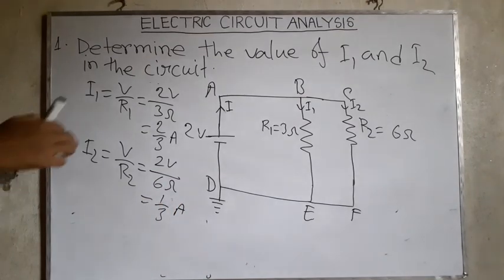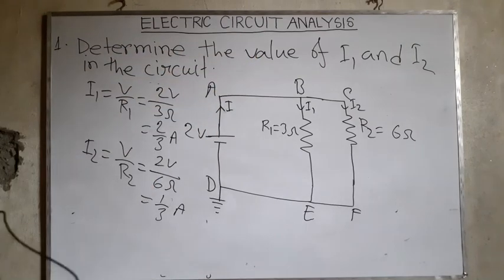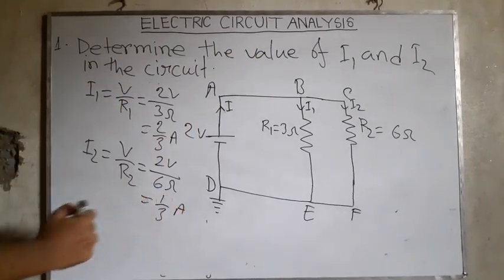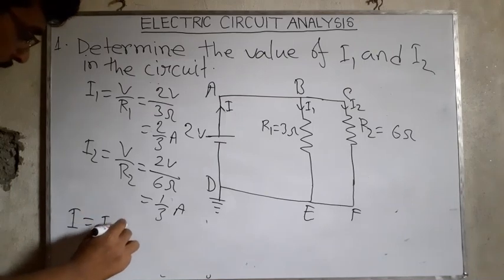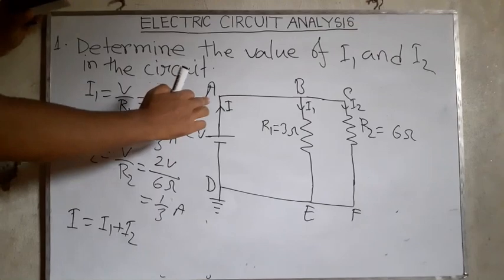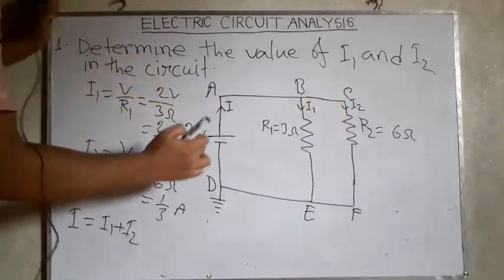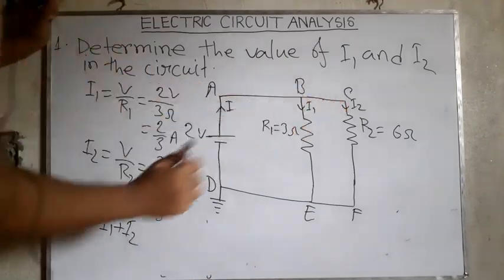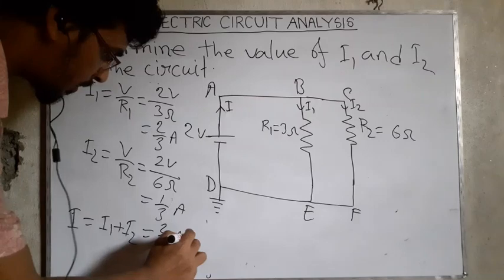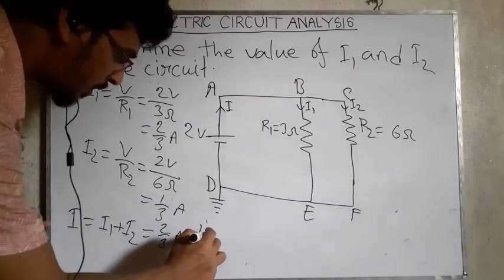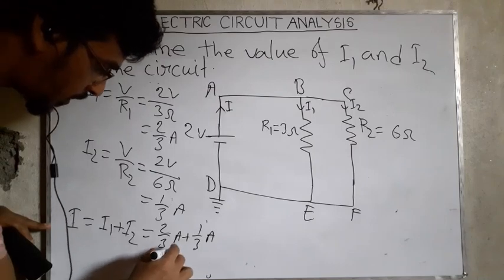That is, the current flowing through the resistance R1 is 2 by 3 ampere and the current flowing through the resistance R2 is 1 by 3 ampere. The total current I is equal to I1 plus I2 because the current I is divided into two parts, one part is I1 and one part is I2. Therefore I is I1 plus I2, which is equal to 2 by 3 ampere plus 1 by 3 ampere. This is equal to 1 ampere.